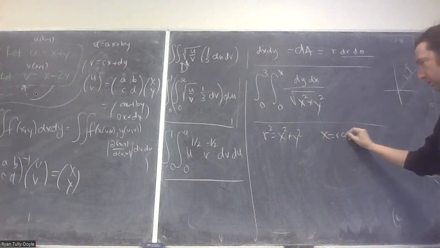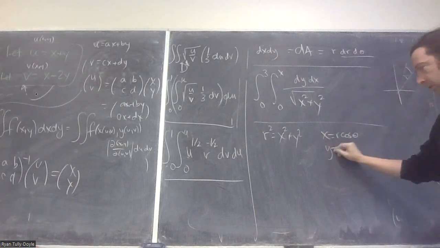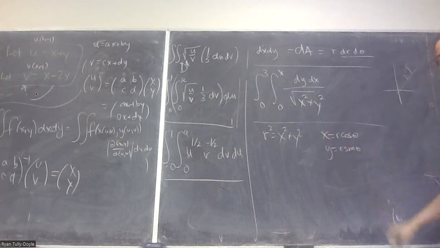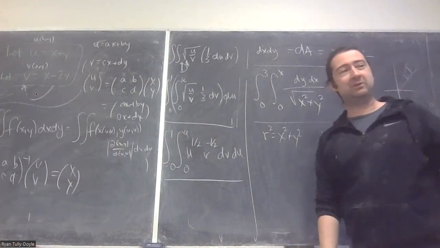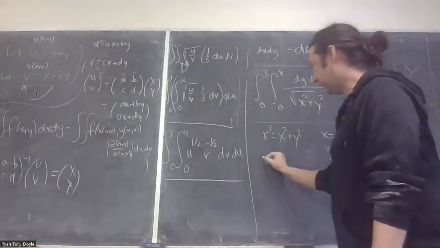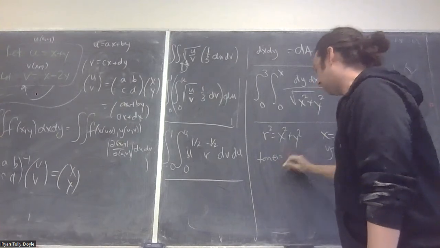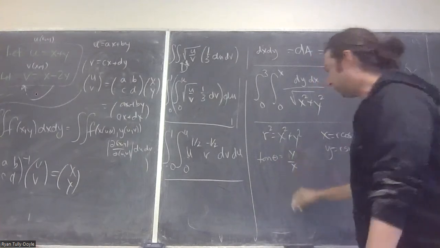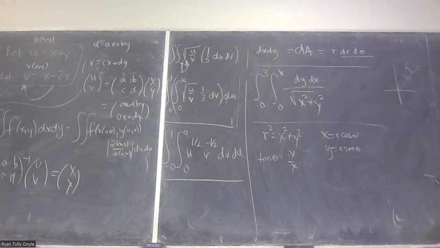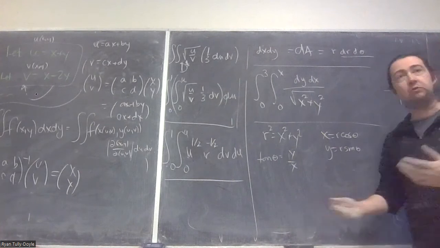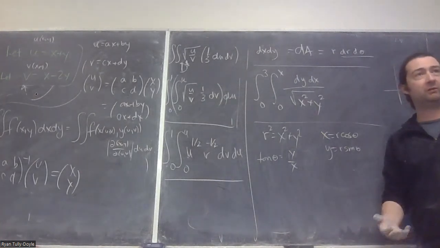x is equal to r cosine theta. y is equal to r sine theta. Oh, but you guys are leaving off the best one. I'm actually going to not put it in terms of arctangent, but I'm going to write down that tan theta is equal to y over x. The reason I don't want arctangent is because I don't want to deal with the domain issues. Okay, so this family of substitutions is what you use when you're going back and forth with polar coordinates.